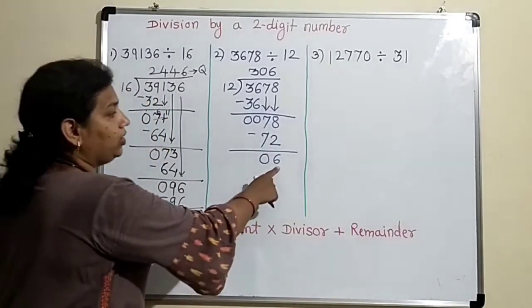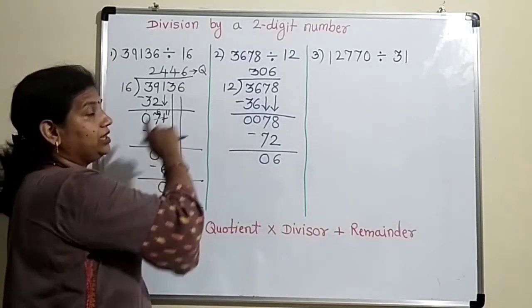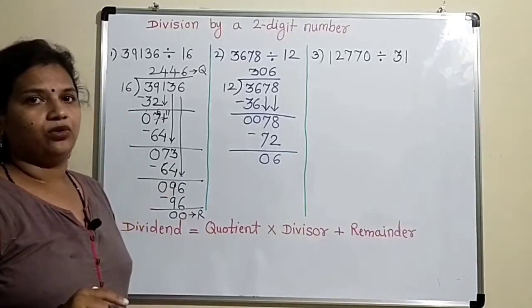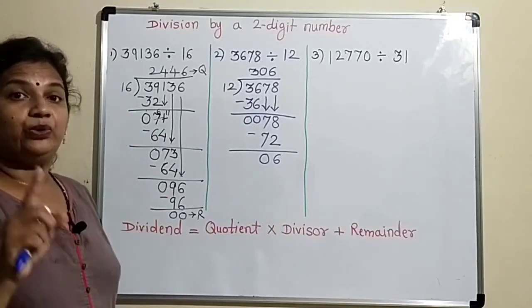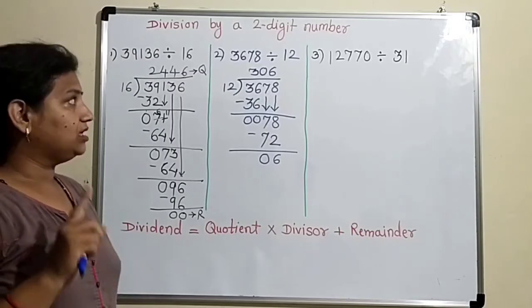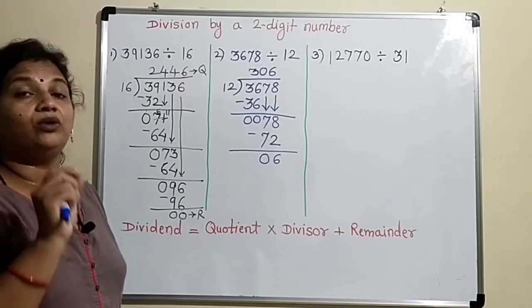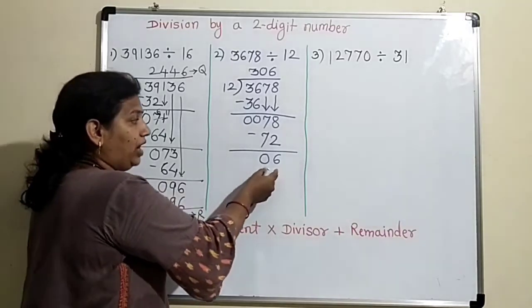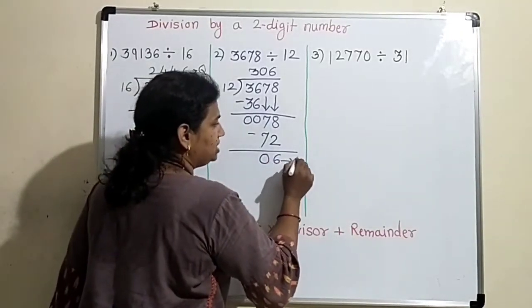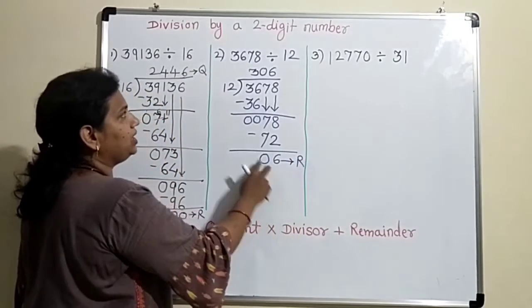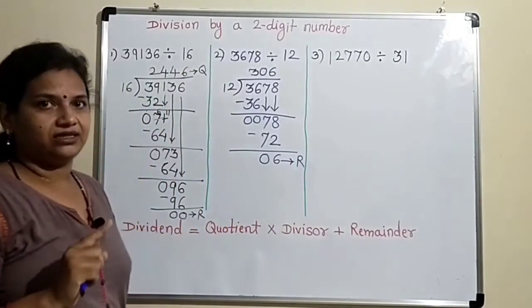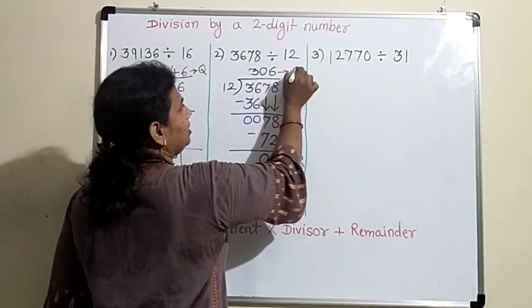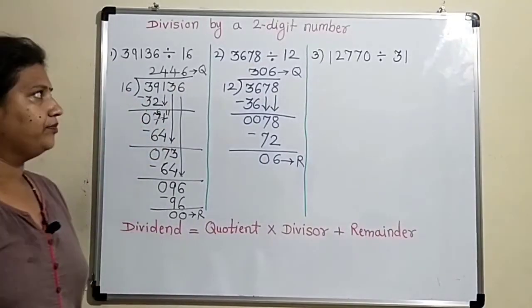Now here I got the remainder which is smaller than the divisor, and there are no more digits to bring down. That means here I have to end my division, as we are not going to learn about the decimal point in this video. So here I will end up this division with this remainder 6, as the number is smaller than the divisor. So this is my remainder and this is my quotient, right?